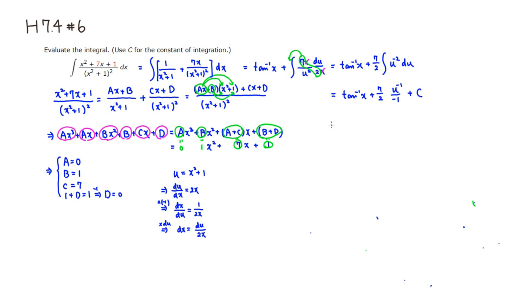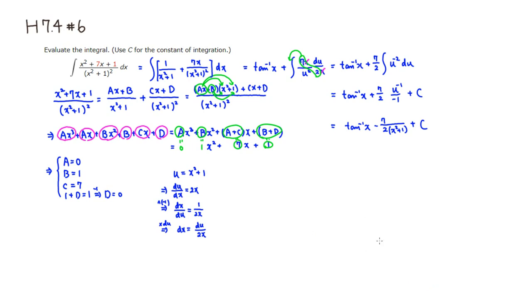Therefore we get arctangent of x. Then you have a minus 7 over 2. u is again x squared plus 1, so we put the x squared plus 1 on the bottom, and then plus some constant c. So that's the integral that we are looking for.